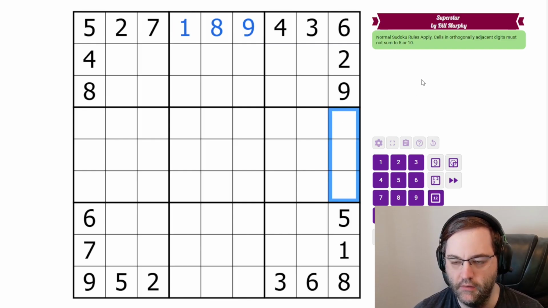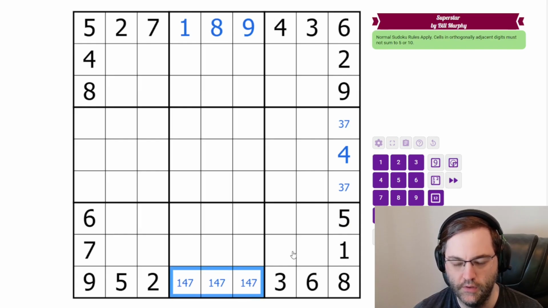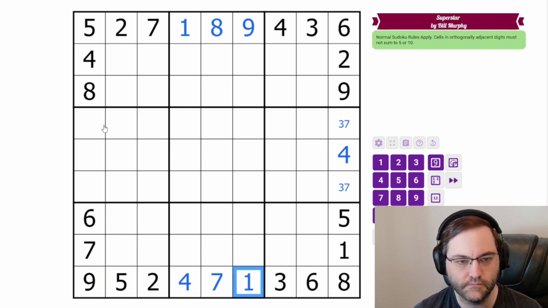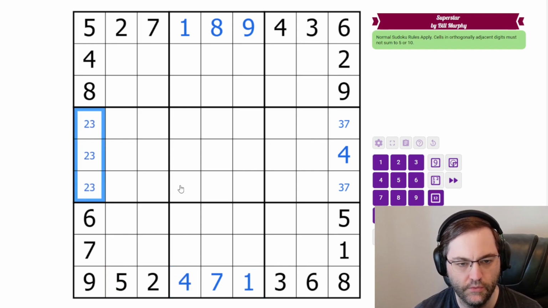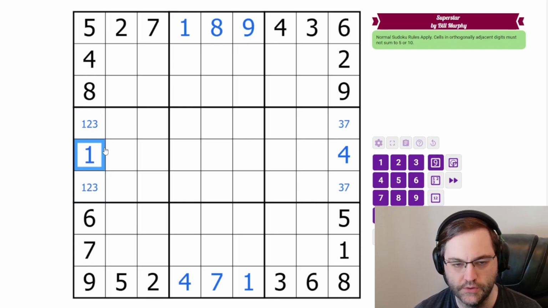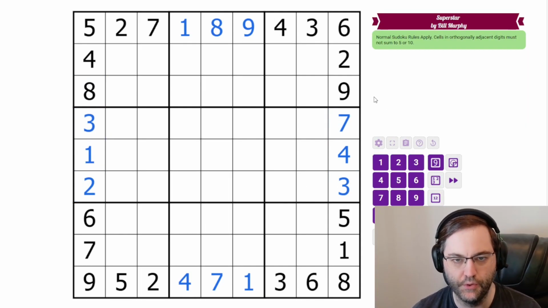In this column, we have 3, 4, 7. The 3 and the 7 can't go next to each other, and we can't resolve the 3, 7 here. These are 1, 4, and 7. 1 and 4 can't go next to each other. Oh, wrong digit. And we can't resolve 1, 4 in the row, but we can with this one up here. And here we have 2, 3, 1. 2 and 3 can't go next to each other, so this is our 1. And the 2 can't go next to the 8, and that's going to resolve our 3, 7. So that's the edges of the grid done.